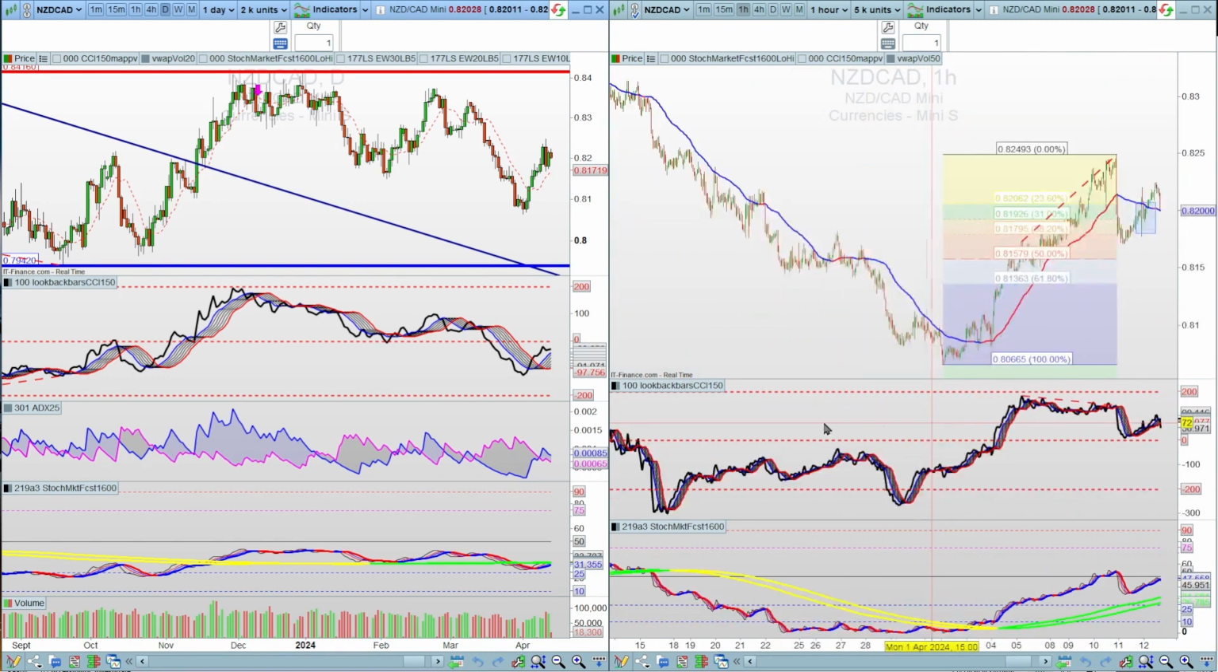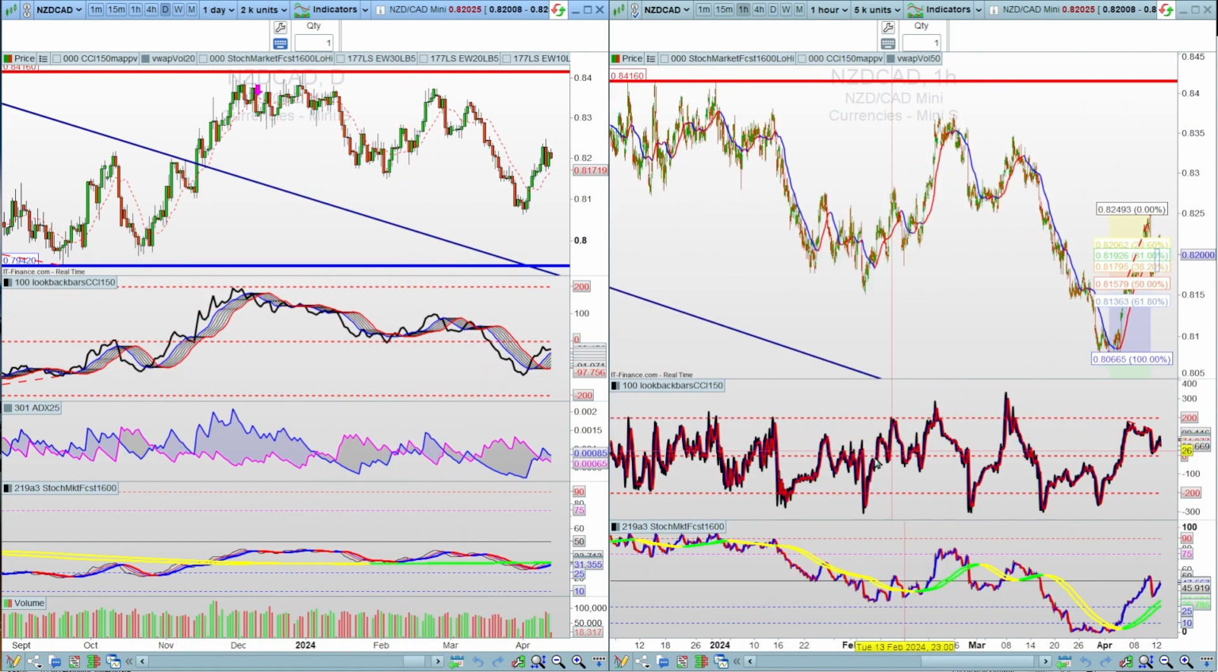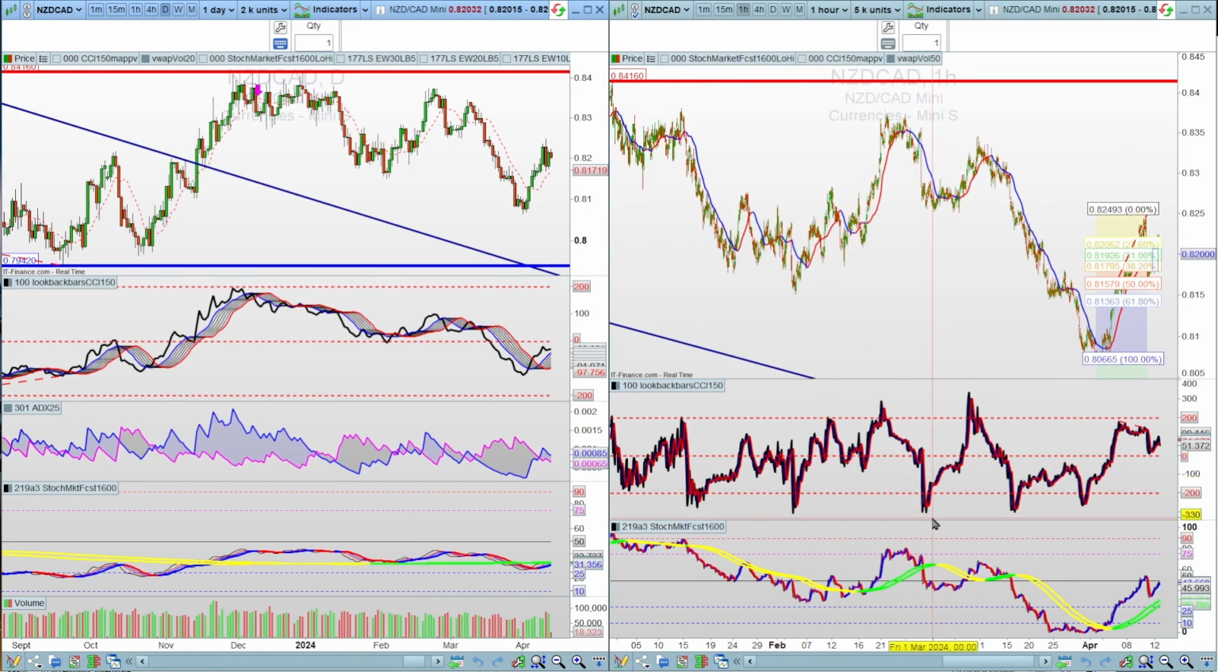The CCI 150 I use primarily as a trend indicator on the monthly, weekly, and daily, but they can also be used as divergence indicators on the higher time frames. But they're especially useful for lower time frame divergence. They're a lot more volatile and showing a lot more divergence generally.